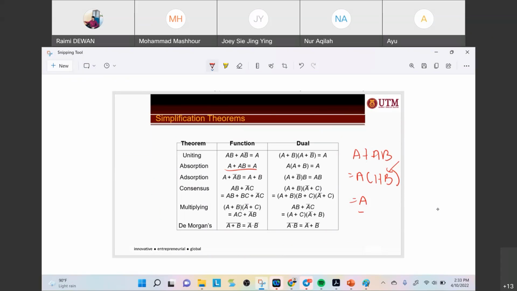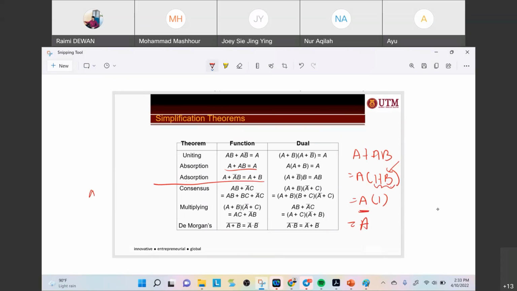Why is A here? Sorry, I thought this. So it becomes 1, then it is A. Regardless of what value of B, because this still results in 1. How about this one? This one is absorption. This one is adsorption.